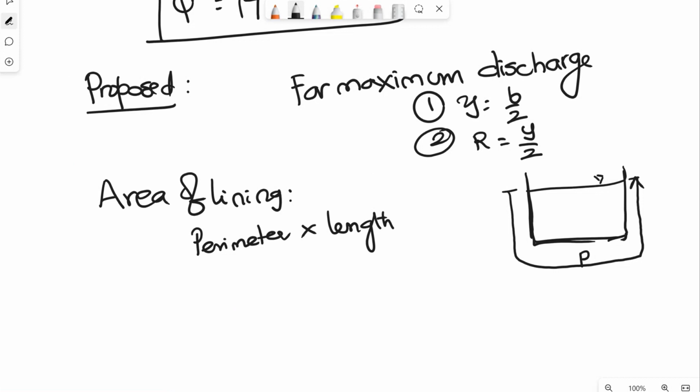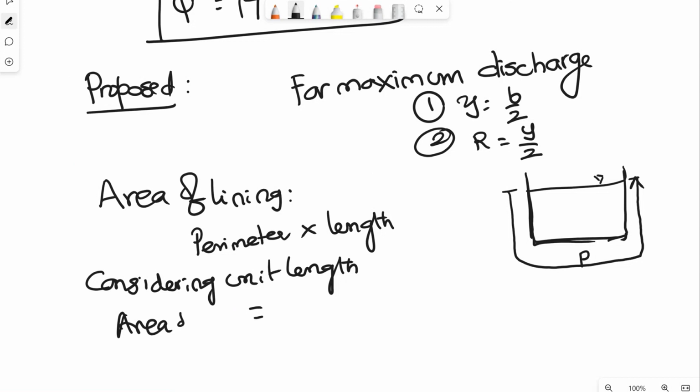So now, considering unit length, as length is not given, the area of lining is equal to the wetted perimeter into length. Already we got the wetted perimeter as 9, and length is 1. So it is 9 meters square. Right? This is over.